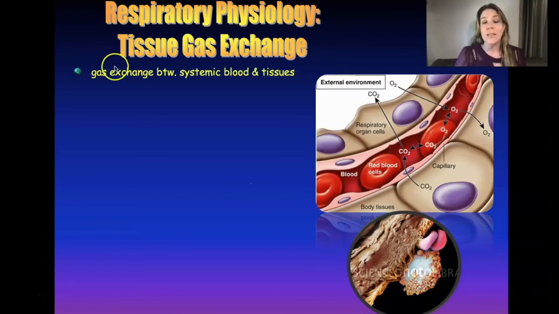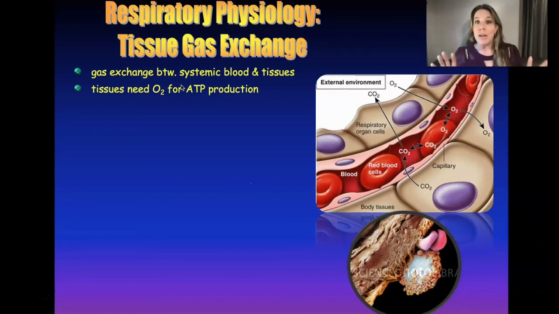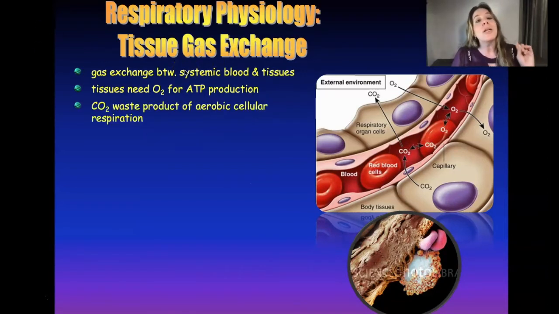So tissue gas exchange is gas exchange between the systemic blood and the systemic tissues. Now recall that in order for cells to undergo aerobic cellular respiration, they have to have oxygen. And the whole point of aerobic cellular respiration is to make the energy currency molecule ATP. So they have to have oxygen to do it. But in the process, they're going to give off the waste product, carbon dioxide. So as they're taking in oxygen, they're building up carbon dioxide, and we need that carbon dioxide to leave the tissues and go into the capillaries.